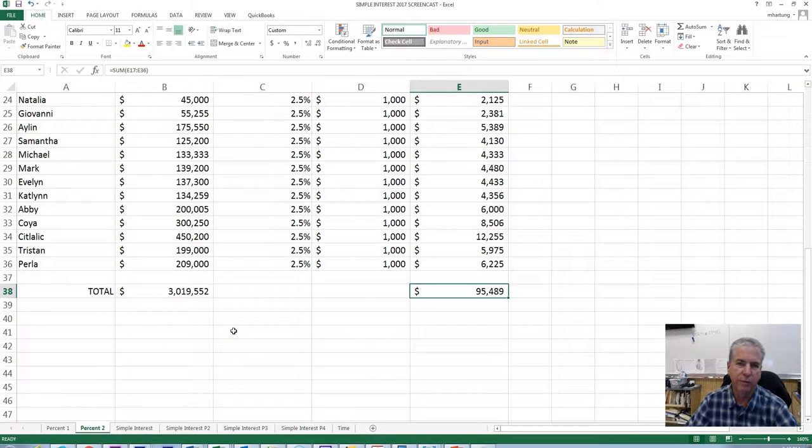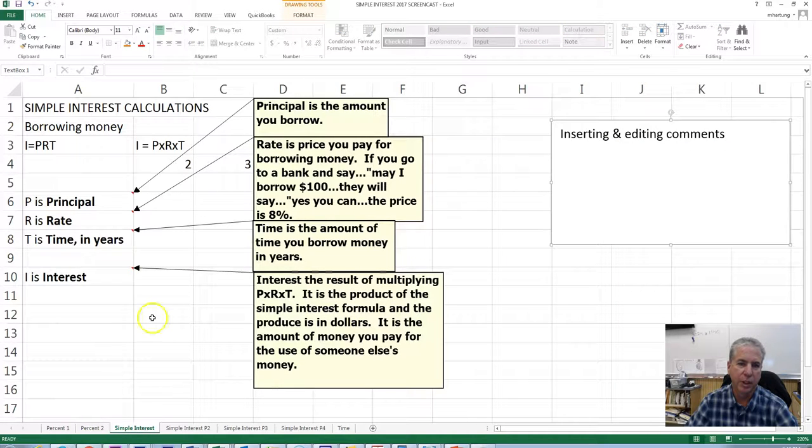And so next up, we're going to have a little introduction to simple interest. So on that worksheet that I provided for you, you'll notice there's a simple interest tab, and you can click that. And so in this video, we are going to have a little discussion and then make sure that we know how to manipulate and format comments within these cells here.